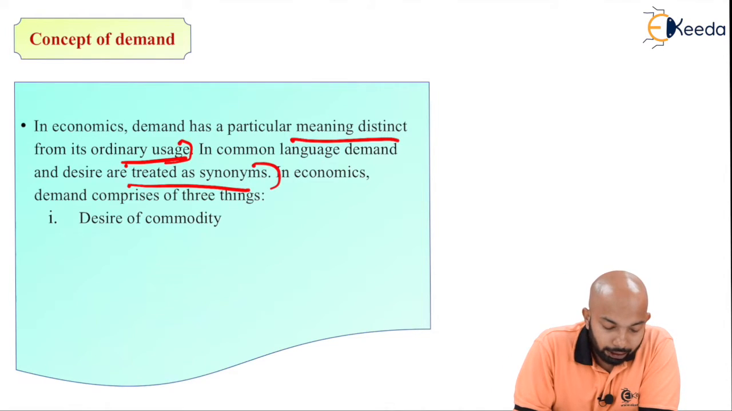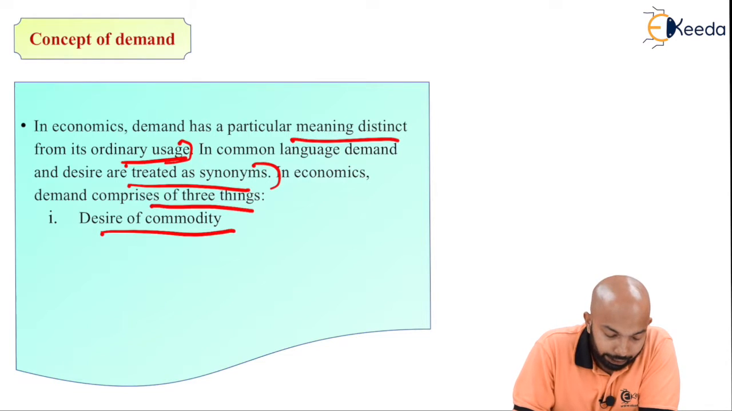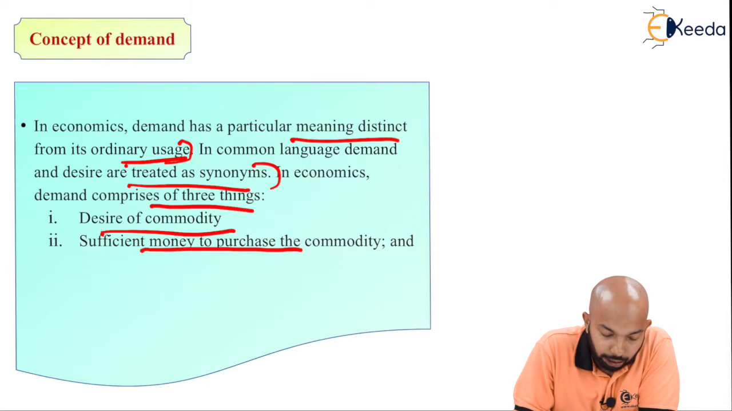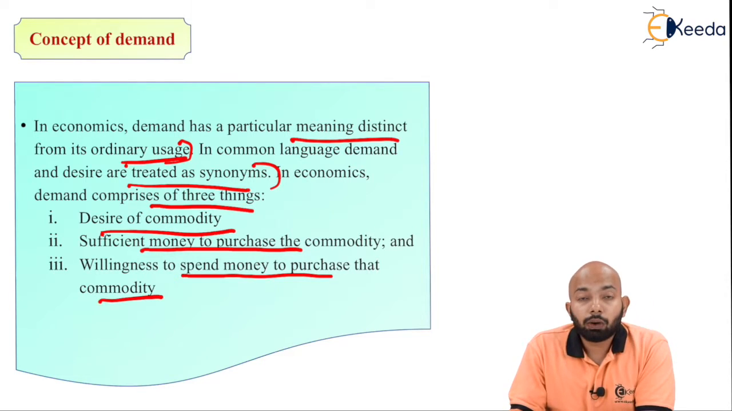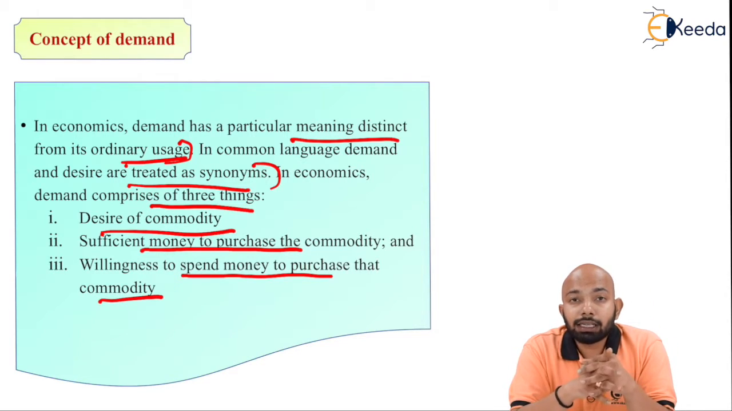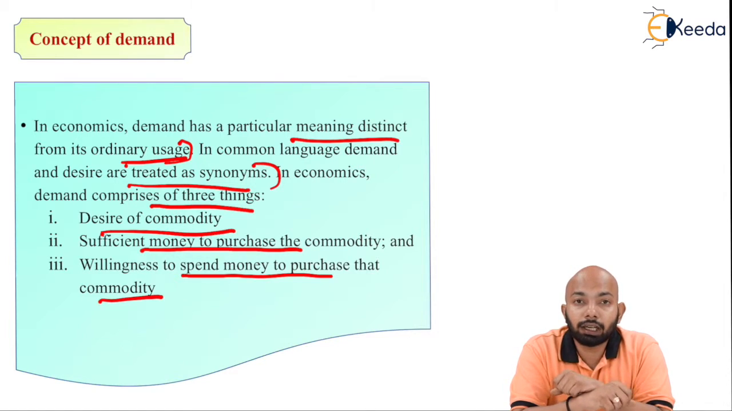In economics, demand comprises three things. First, desire for the commodity. Second, sufficient money to purchase the commodity. And third, willingness to spend the money to purchase that commodity. Now, in economics, demand is first known as the desire for that commodity. Second will be the sufficient amount to purchase that commodity. And third will be willingness to buy that commodity. So all these three things comprise demand for that product.